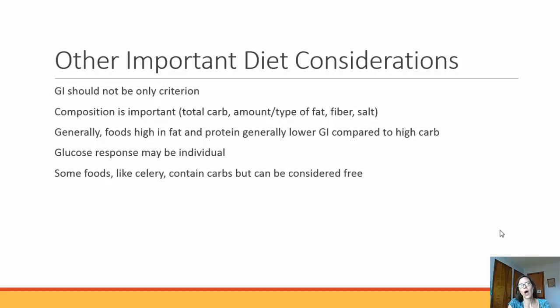And another issue that would affect the glycemic index is what you're eating with it. So, for instance, if I'm eating cottage cheese with that watermelon, of course, that's going to lead to a slower rise in my blood glucose level.